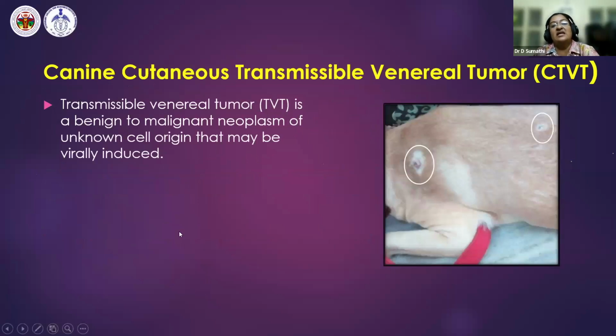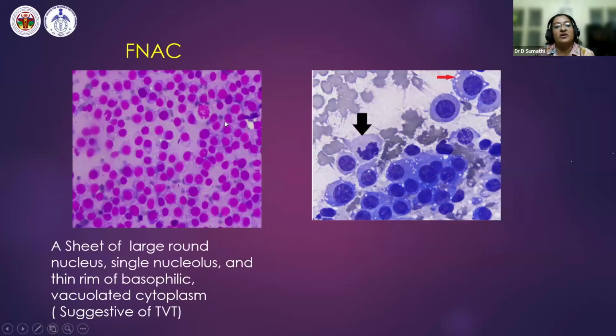Coming to the cutaneous transmissible venereal tumor, it is benign to malignant, and you cannot take it lightly. You can't say, I gave an injection and it went away. It cannot be like that. We have to monitor these dogs periodically because they are likely to develop malignancy also. It can be diagnosed very well using FNACs with your routine diffuse stains.